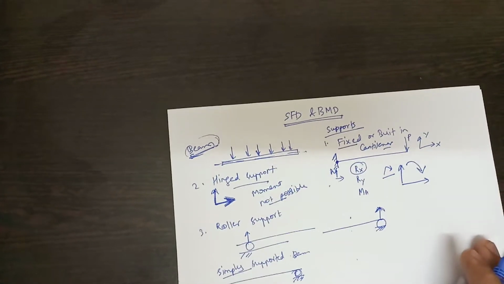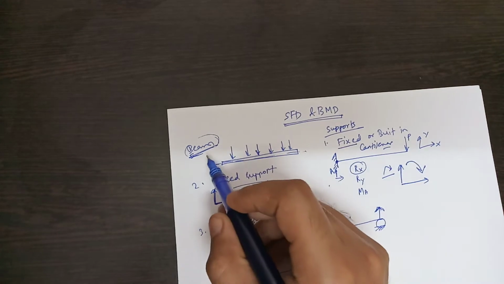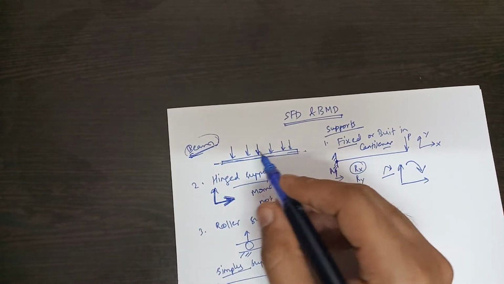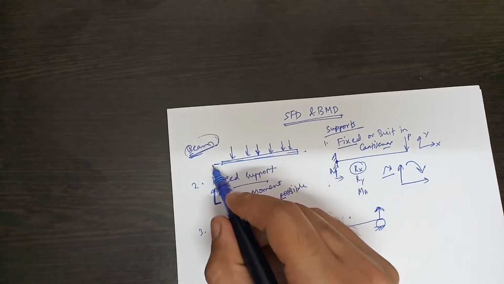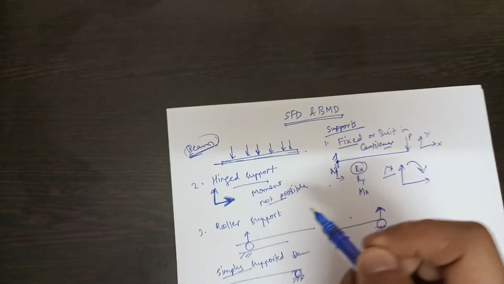Hello guys, in this video I'll explain the topic SFD and BMD. So first of all, let us understand what a beam means. A beam is any transversely loaded member that is acted upon by forces that are perpendicular to the axis. Okay, perpendicular to the axis. So this member will be known as a beam.